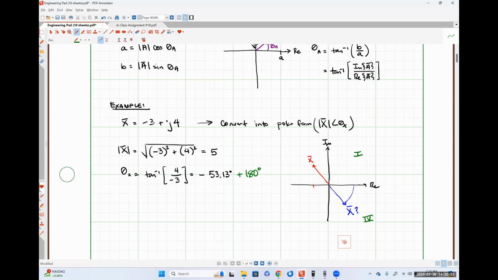So let's see, so 4 over -3 plus 180. So that would come out to be positive 126.8698. So let's call that 126.870 degrees. And 126.870 degrees seems like it should be about here because, you know, from here to here is 90 degrees and then a little bit more than 30 more. So that makes sense.